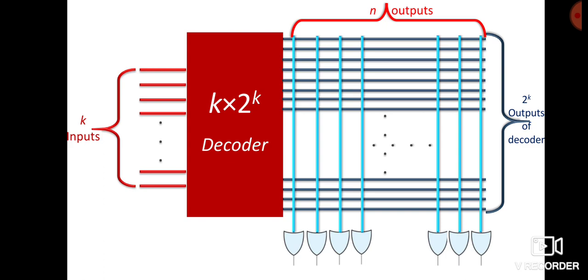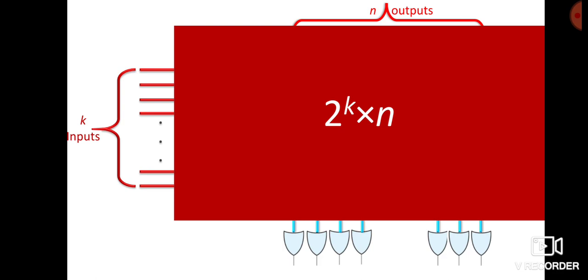As of now you can say that the block diagram of this memory contains 2 raised power k inputs and n outputs. The input to the memory is the output of the decoder only, and if I have k inputs to the decoder, then the output of the decoder is 2 raised power k. So this 2 raised power k is the input of the memory, and the output of the memory is n. So this is the block diagram of the memory.